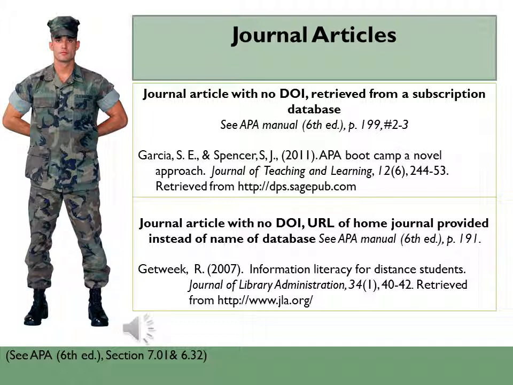the retrieval source. So whenever you can't find the DOI, you're either going to list the publisher's information or the publisher website, or you will list the organization or association's website. But if your professor allows you to list the database name or the vendor such as EBSCO or Gale, then that's okay as well. But the correct way for APA is to list the publisher or the association or organization's website. And for more information, just go to section 7.01 and section 6.32.